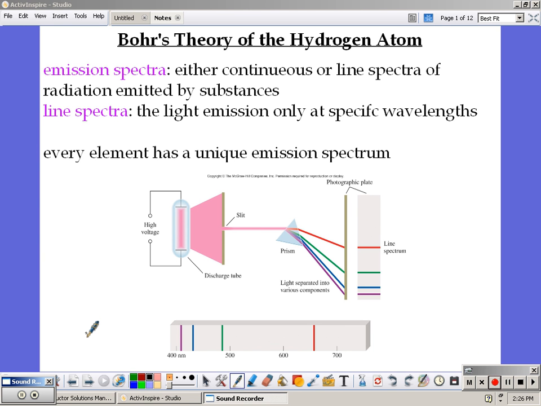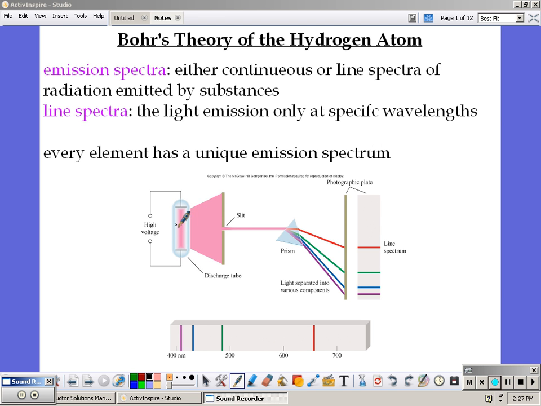Bohr's theory of the hydrogen atom. So we have emission spectra, which can be either continuous or line spectra of radiation emitted by a substance. A line spectrum is light emission only at specific wavelengths. Every element has a unique emission spectrum.